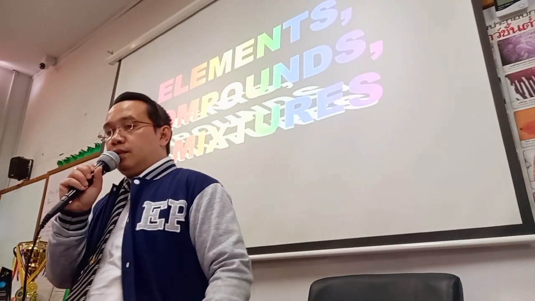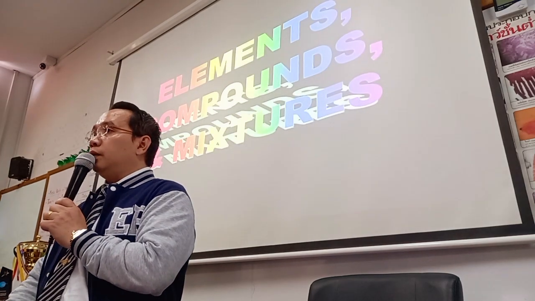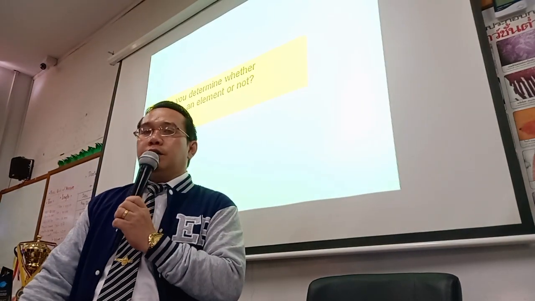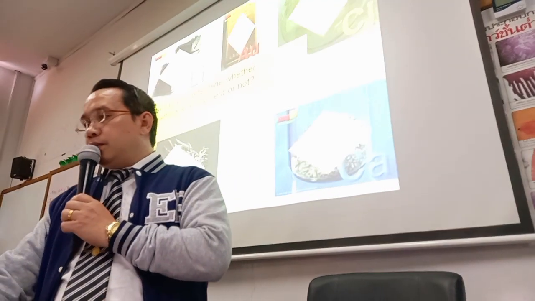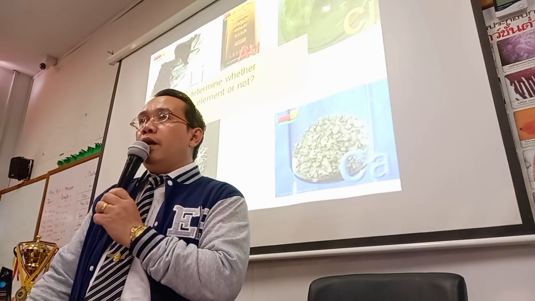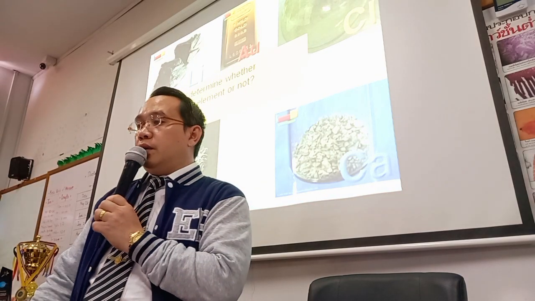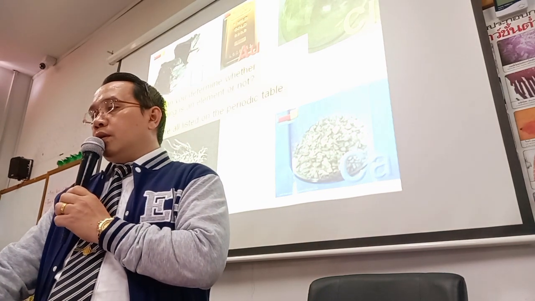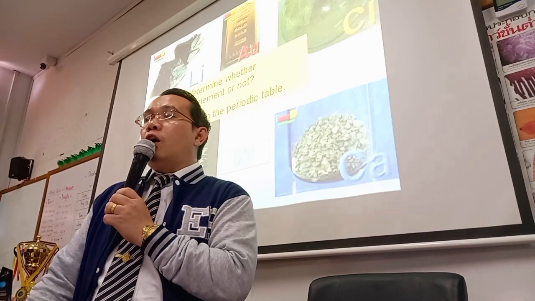But before that, we have to first learn the difference between elements, compounds, and mixtures. So how can you determine whether something is an element or not? Elements are the simplest form of matter, the different building blocks of everything on Earth. So they are listed in the periodic table of elements.